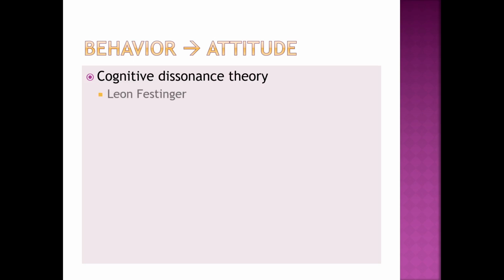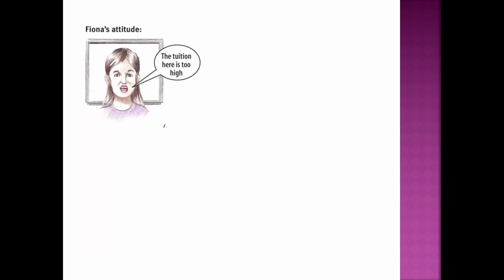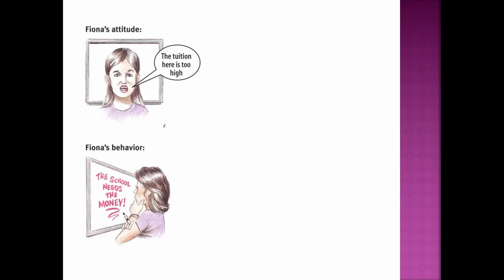The person who coined the term was Leon Festinger back in the 50s, and his original study went something like this. They asked students to state their attitude about the tuition at the university they were attending, and they sorted them into groups based on their stated attitude. Fiona's attitude was that the tuition was too high. People in Fiona's condition were assigned to give a speech in front of at least a subset of the student body, arguing in favor of raising tuition because the school needs more money. So she believes that the tuition is already too high, and she's been assigned to give a speech in front of her peers arguing that tuition should be raised.